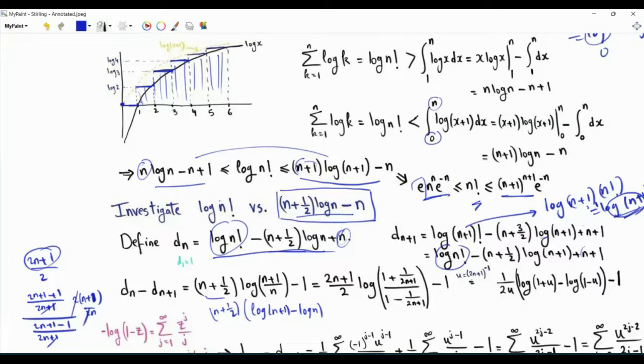And now let's define a variable u. So u is the reciprocal of 2n plus 1. So the outside factor here will be 1 over 2u, and then those here will be log((1+u)/(1−u)), which can be written as the difference log(1+u) minus log(1−u). And the minus 1 remains intact.